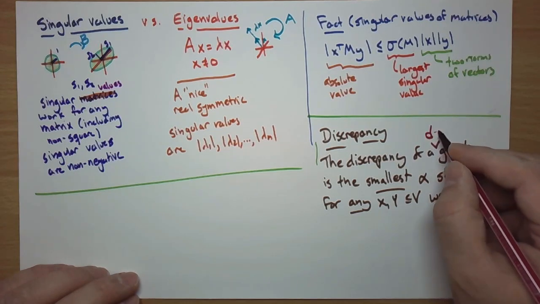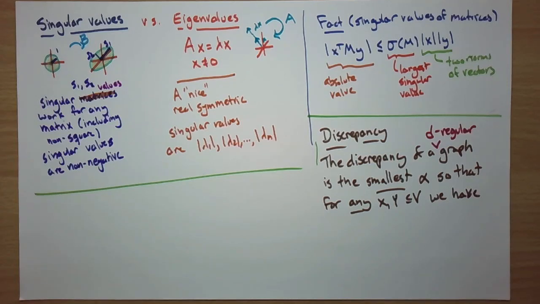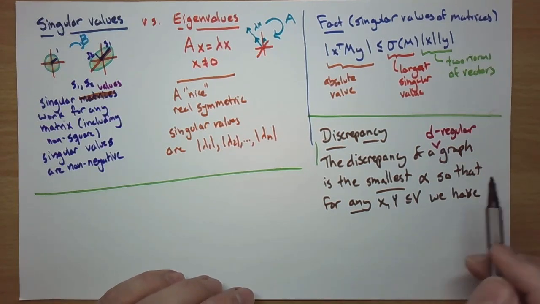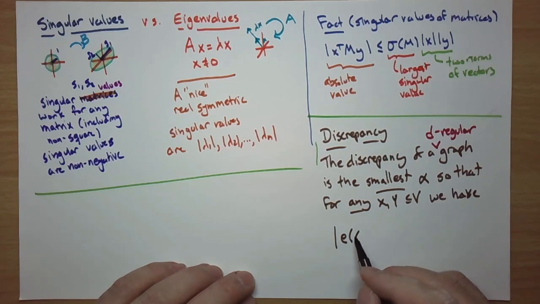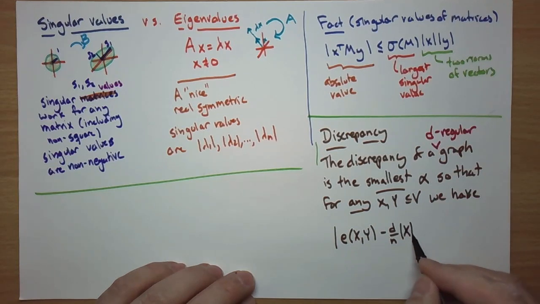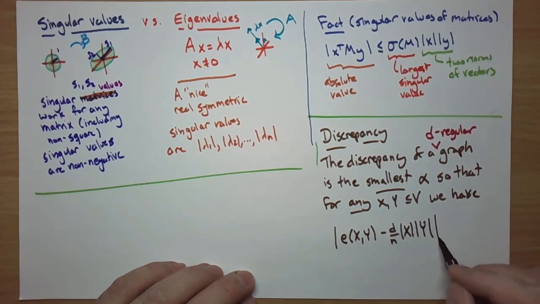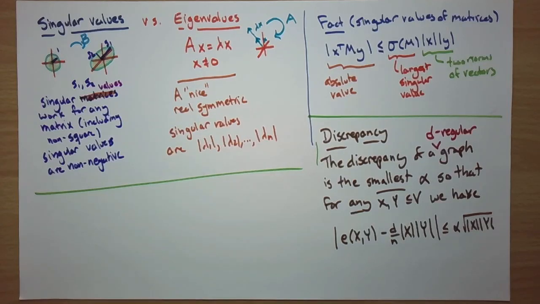I'm going to put in D regular graph. So you know you're cheating when you make things regular, but I want to go historically. So it was first talked about for regular graphs. For any x, y, we have the number of edges between x and y minus d over n, size of x, size of y, is less than or equal to alpha square root size of x, size of y.